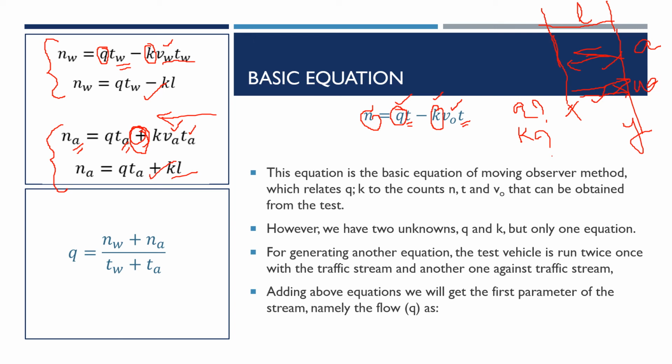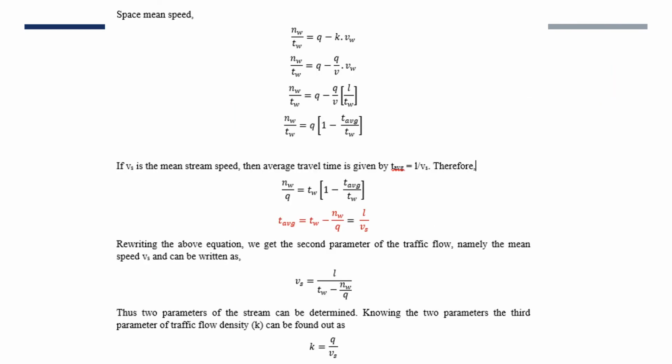for Q or K. So here K is being written as NW. Please solve this. So minus KL and plus KL will cancel. So it is like NW plus NA divided by TA plus TW. Alright. Now let us see how do we get the equation for average travel time.